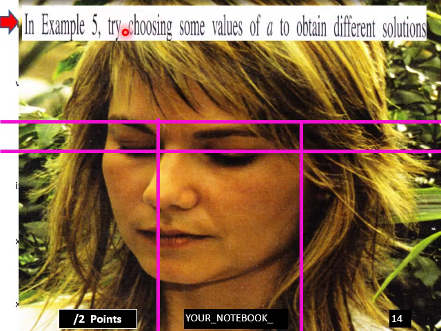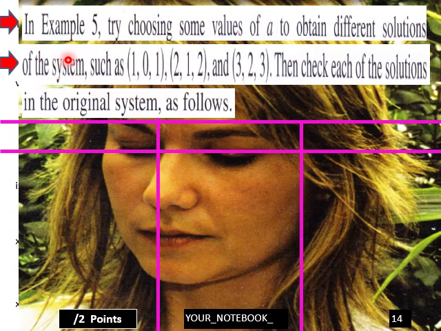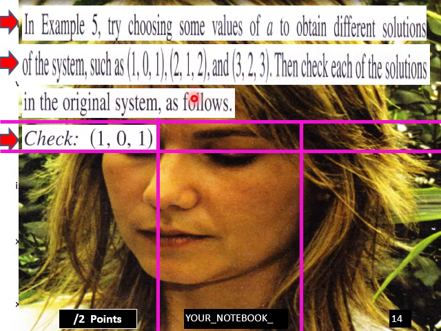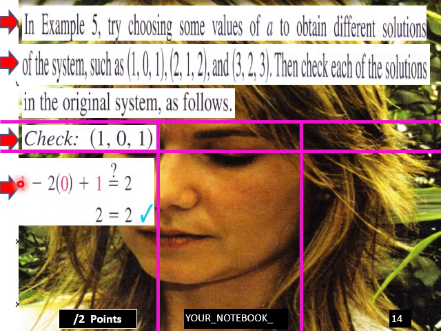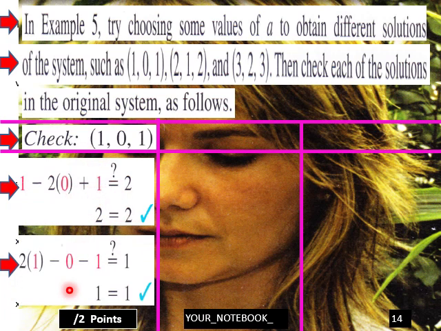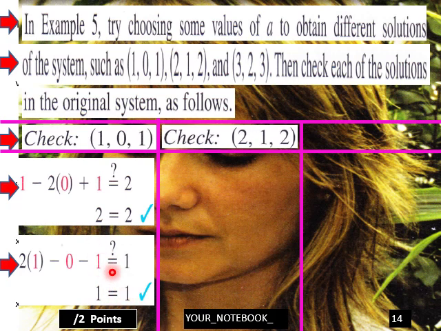So let's get a table going. In example 5, try choosing some values of a to obtain different solutions of the system, such as (1, 0, 1), (2, 1, 2), (3, 2, 3). Then check each of the solutions in the original system as follows. So we're going to check (1, 0, 1) for example 5. When we plug these values in, we get 2 equals 2, so that does check. And then we can go again, 2 times 1, and minus 0, minus 1. Will that be a consistent system?